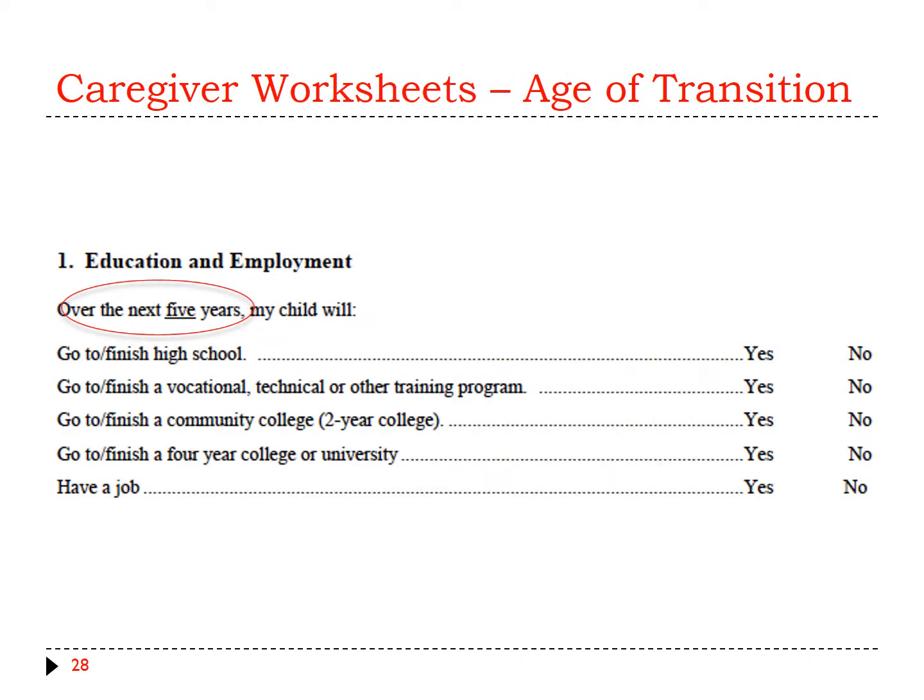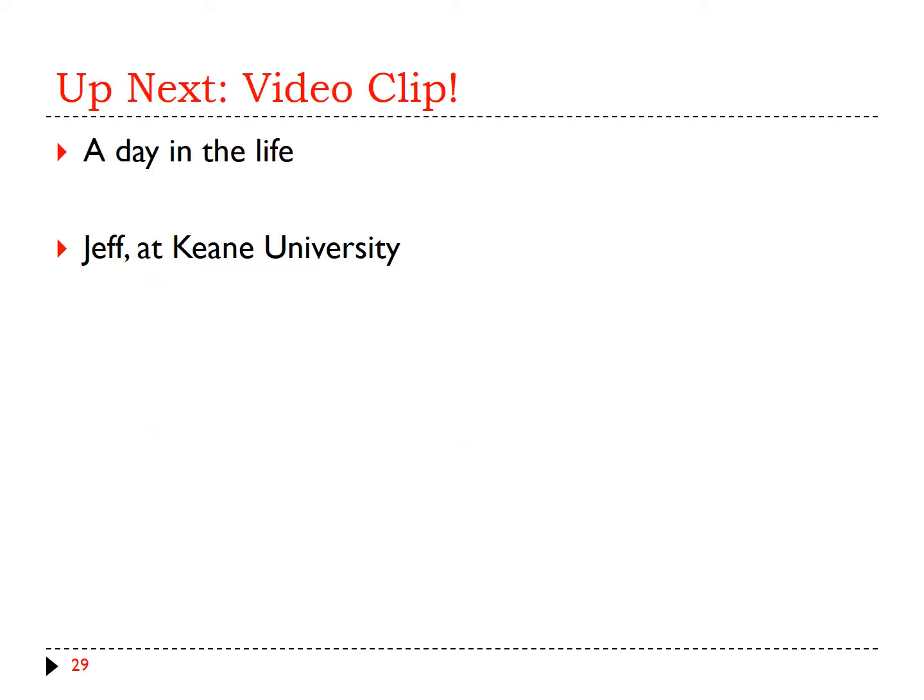Even at the age of transition, the planning guide provides questions for the parent or caregiver to answer about their expectations. The questions address key activities that support their child's independence, including those for early transition related to insurance, SSI, and vocational rehabilitation services. The next slide presents interviews with Jeff and his personal assistant.